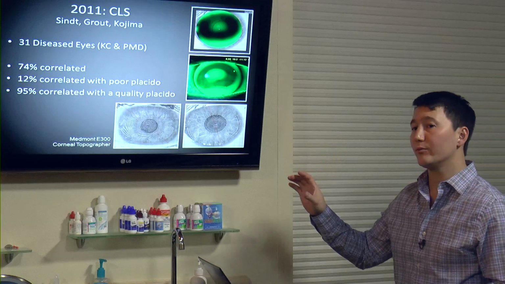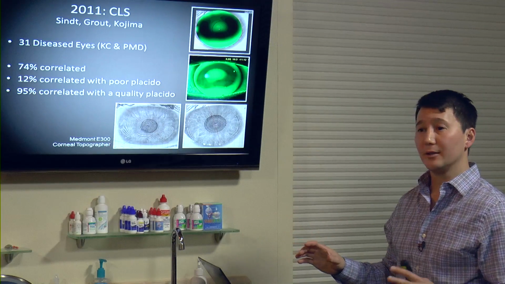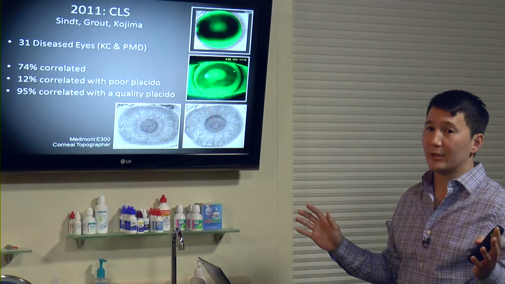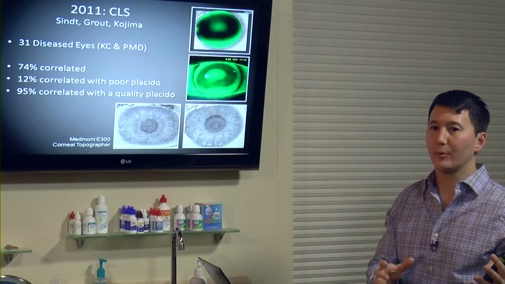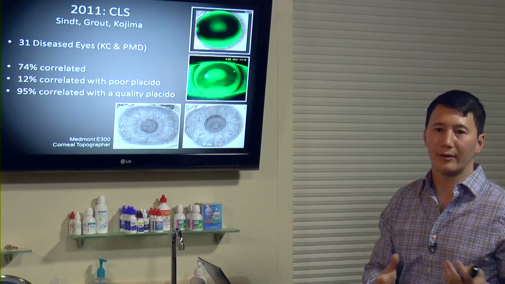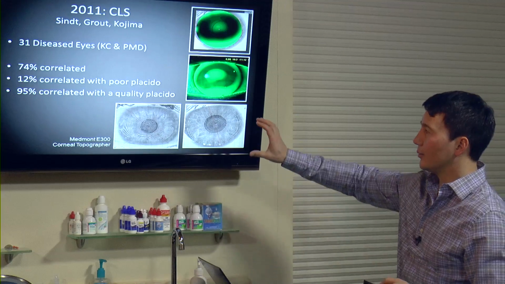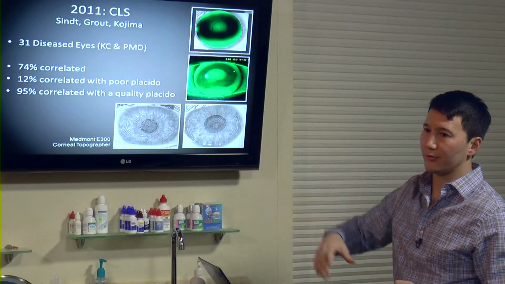So that was a really good take-home for us because it told us when that placido looks bad, we might as well just go to the trial set and take the nomogram from the trial set to design the lens. When the placido looks good, then we use the topographer to design the lens.